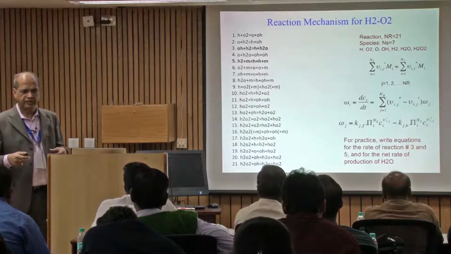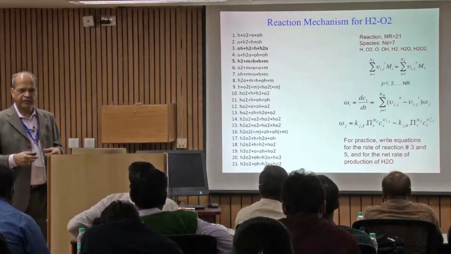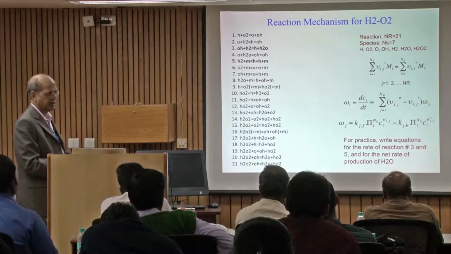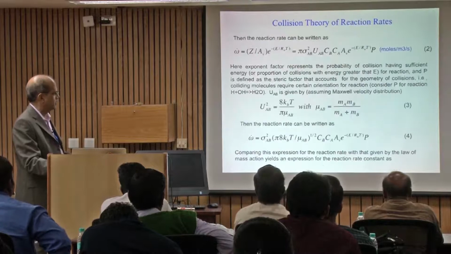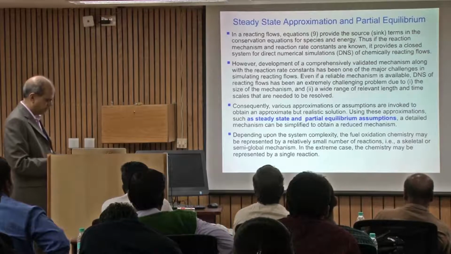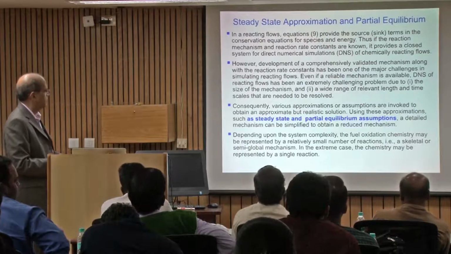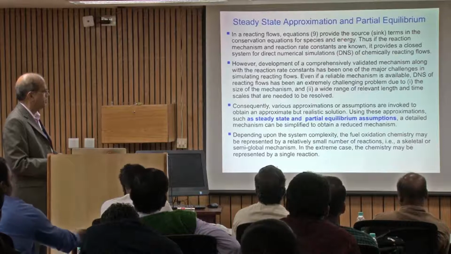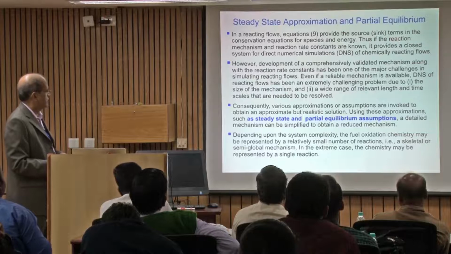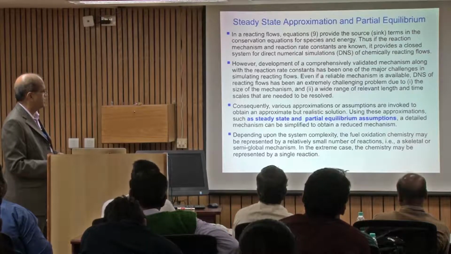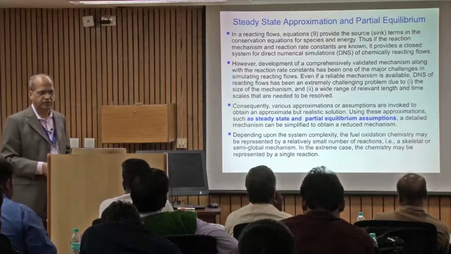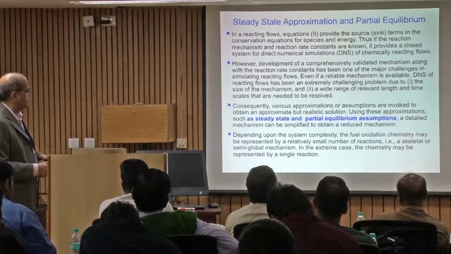So there will be seven equations. In each equation, there will be a source term, which is the right-hand side. So that's what it is talking about. It provides the source term for the conservation equations for species. It will also appear in the energy equation, which we'll see later. So if the reaction mechanism and the reaction rate constants are known, it provides a closed system for DNS. Then you can solve those equations.